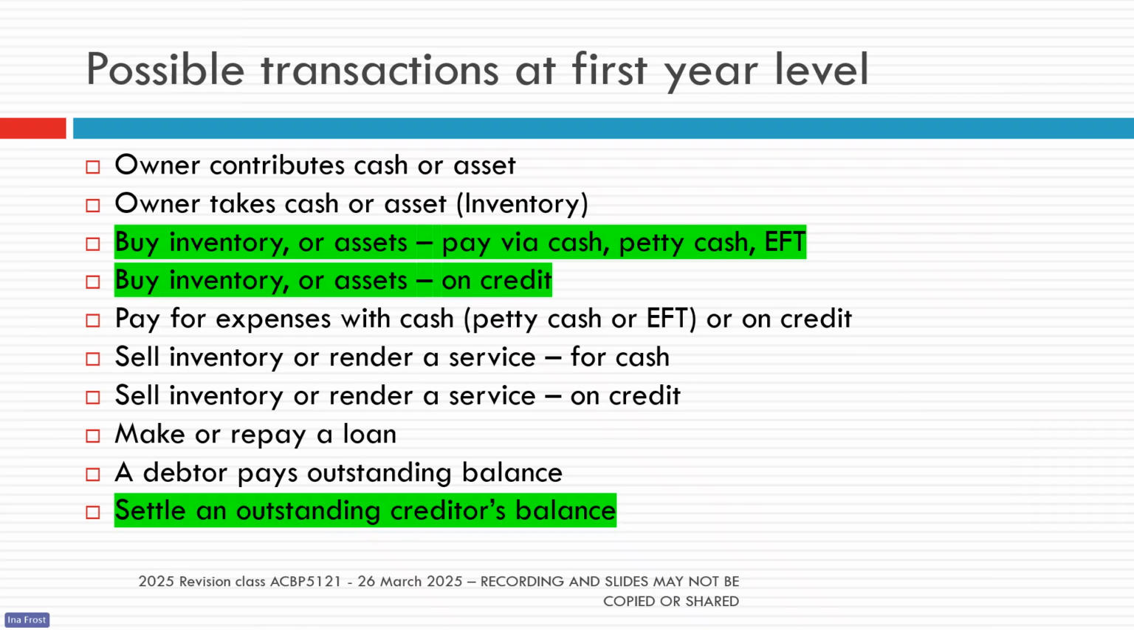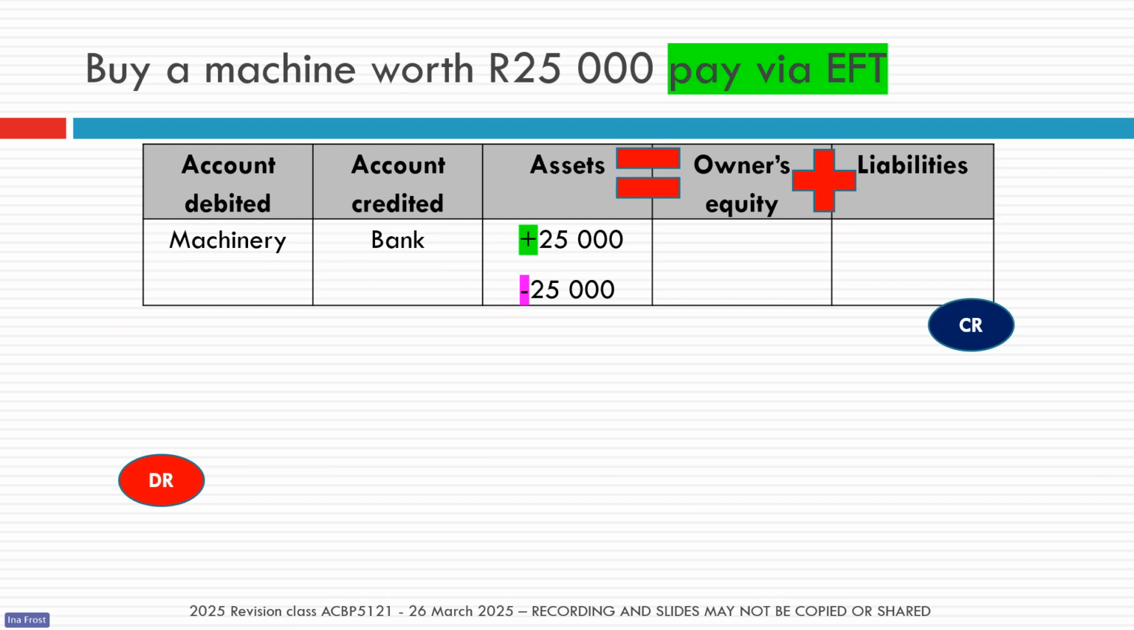So for the next batch of transactions, we're going to be buying assets. We're going to pay for them in cash. Then I'm going to show you if we pay for them on credit. And then, of course, the last thing that sits with it is how we will record it when we pay the creditor. So let's look at these three types of transactions.